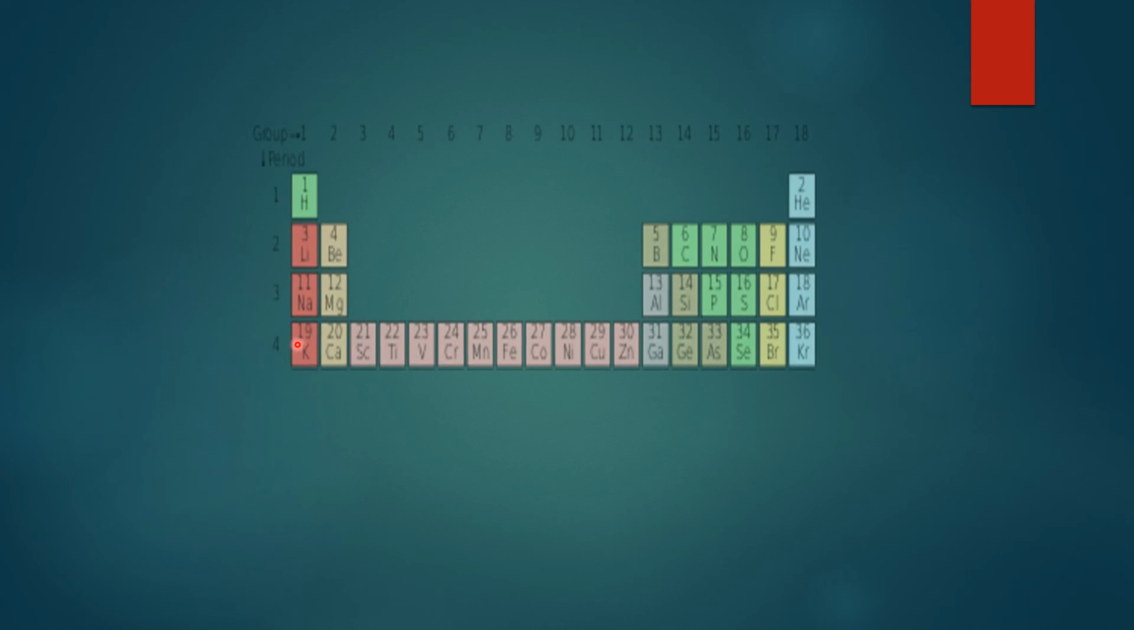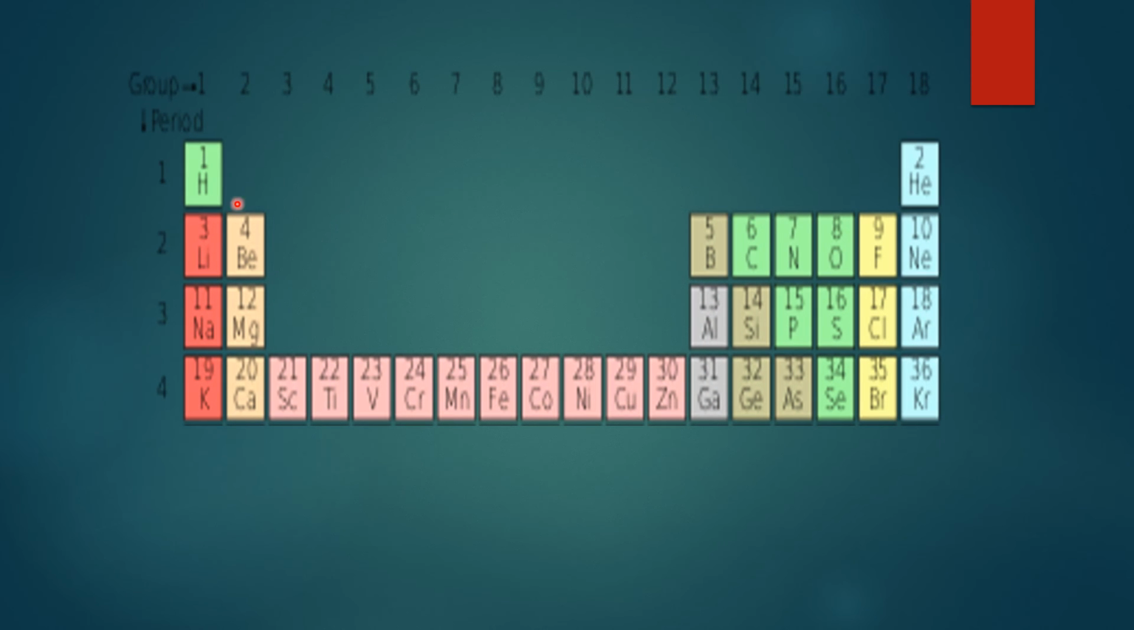Children, no need to memorize the entire periodic table, no need to memorize 118 elements. Simply remember this mini periodic table. Write it down and practice in your notebook. It is very easy. I have considered 4 periods, 4 rows only, up to zinc. Only 30 elements are there in your syllabus.